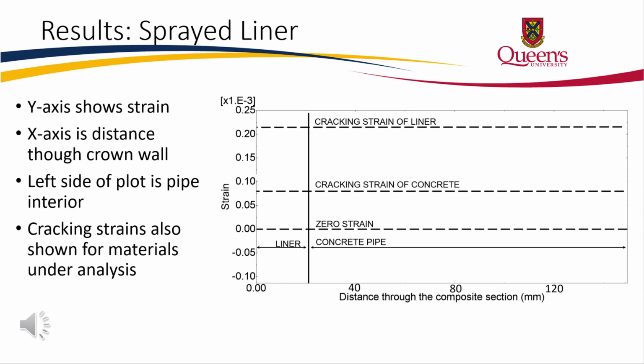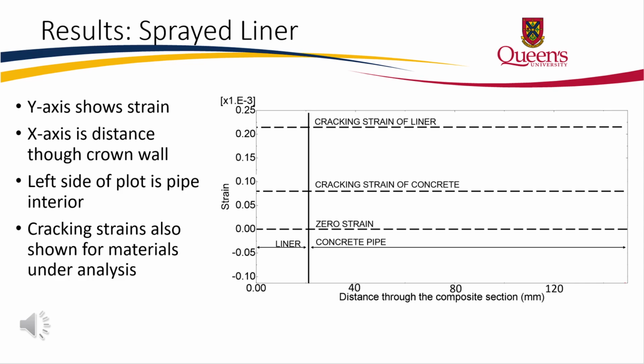Before I present the results from the design models and numerical models, I thought it would be useful to outline some of the elements on the plot where the results will be shown. On the y-axis, we have strain, and on the x-axis, we have the distance through the composite section, meaning both the liner and the concrete pipe. The left end of the plot is the liner region of the composite section, as shown by the label and arrows. Moving to the right, we pass through the concrete pipe until we reach the exterior of the crown wall on the right end of the plot.